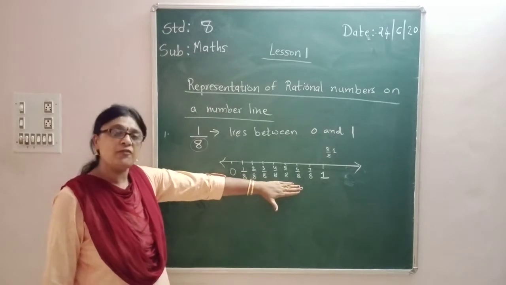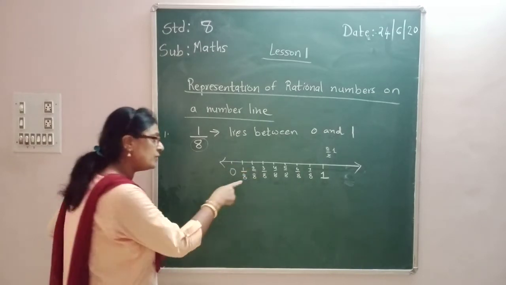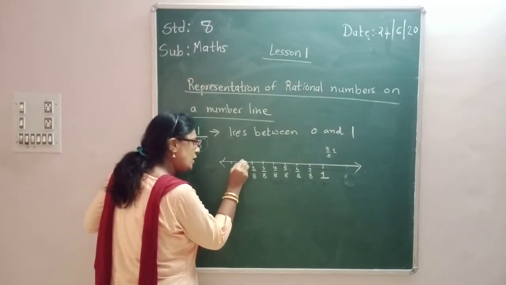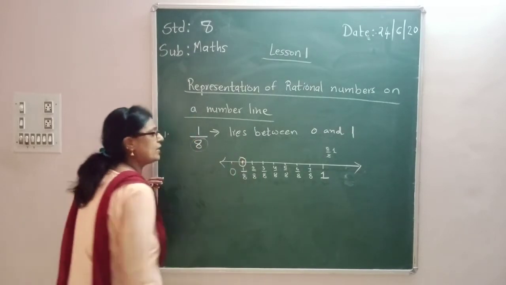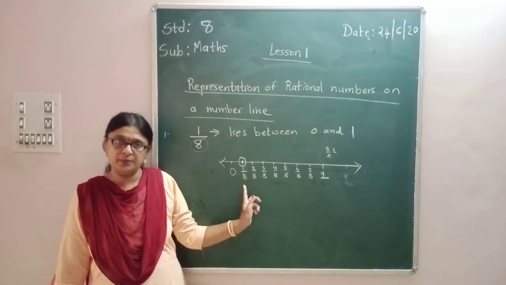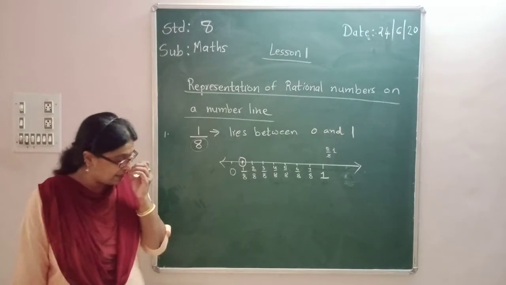So now we have plotted this point, which is 1 upon 8 here. I put a dot and I make a circle over here. So this is 1 upon 8 that I have plotted. Let us see one more example.